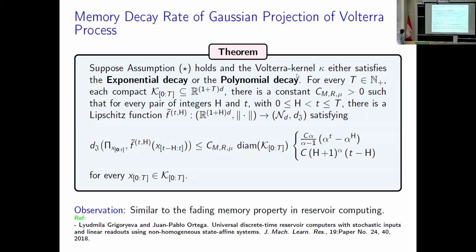and for each compact we prove that there exists a constant such that for every pair of integers H, which defines the so-called memory of our process, and T, that satisfy this inequality, there exists a Lipschitz function from R^d to this space of Gaussian non-singular measures, with this matrix that we constructed before, that satisfies this bound. This bound will basically be used in our universal approximation result.